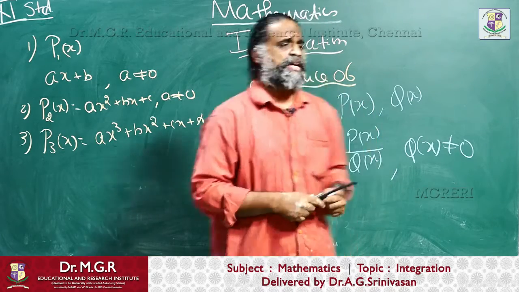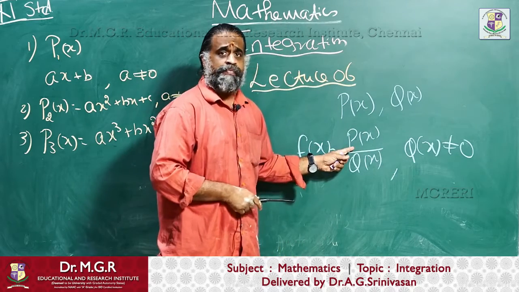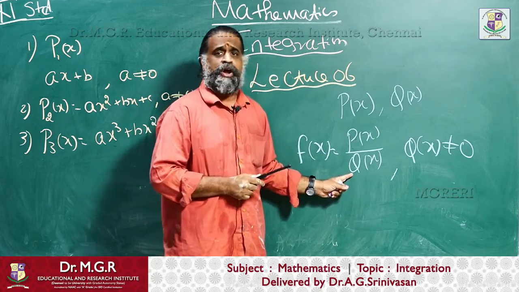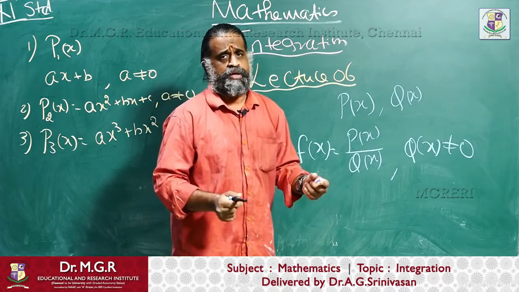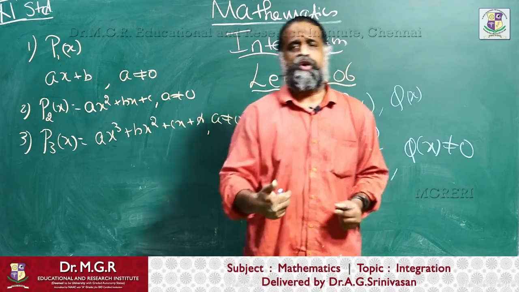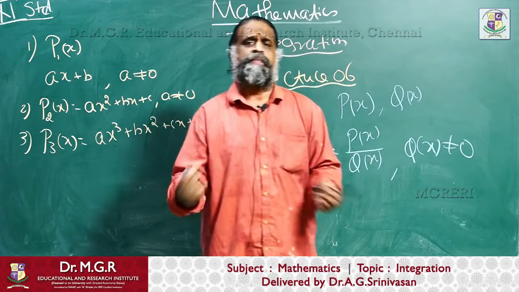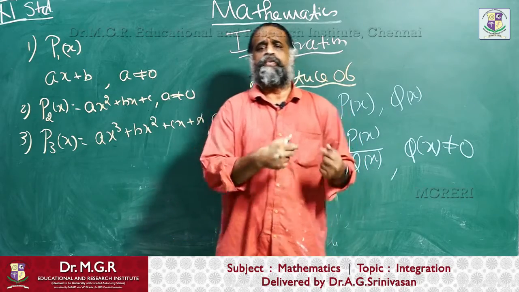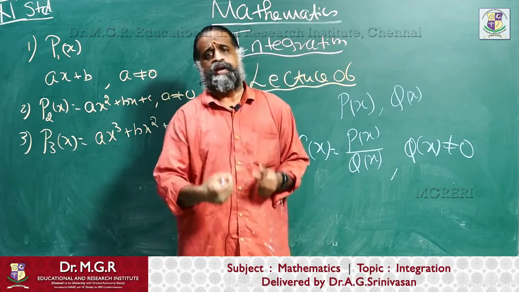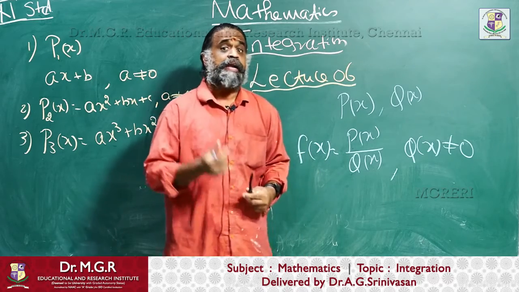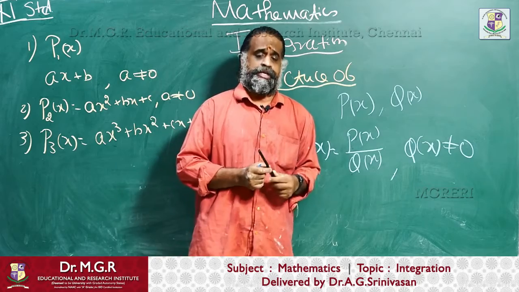What is a proper fraction? If the degree of the numerator is strictly less than the degree of the denominator. So take a function f of x of the form p of x by q of x, where p of x and q of x are polynomials of some degrees, but the degree of the numerator is strictly less than the degree of the denominator. Only such problems can be handled under partial fractions for integration.